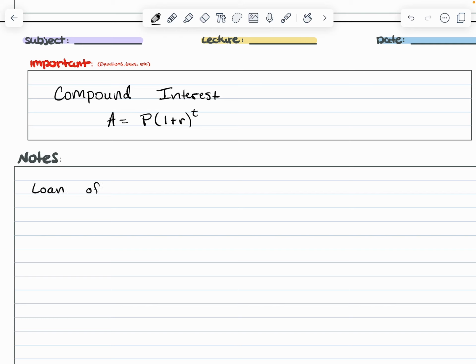Okay? So let's look at this example. Let's say I get a loan of $100,000 at a 6% interest rate, and I get that loan over the course of, let's say, 5 years. So I've got to pay it back. That's a lot of money to pay back, actually. $100,000 in 5 years. But hey, let's look at this example.